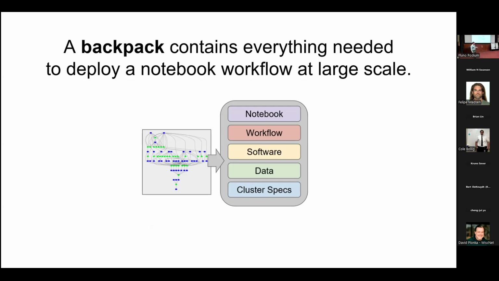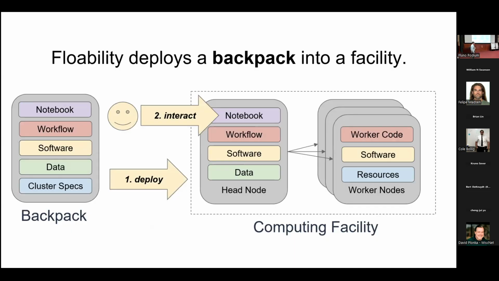So if we can get a workflow expressed in this way, then a backpack is the thing that we can deploy using Floability. So over on the left-hand side here, we have the backpack with its specification. And using some of the Floability tools, we can take that backpack and automatically deploy it into a facility. And that deployment is a bit complicated because it involves things that have to happen at the front end to deploy that notebook in its environment, and also things that have to happen in the cluster as well, and those two things have to be coordinated.